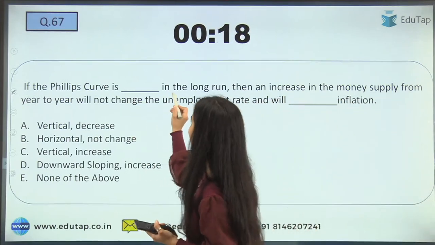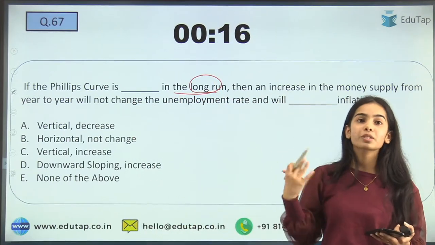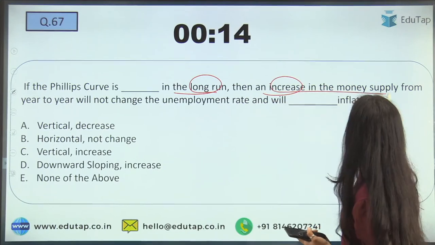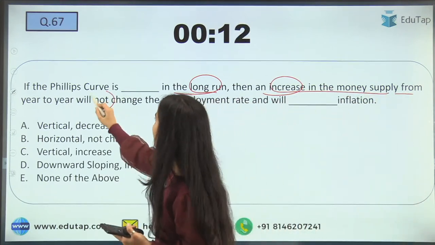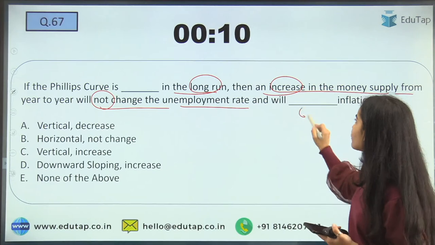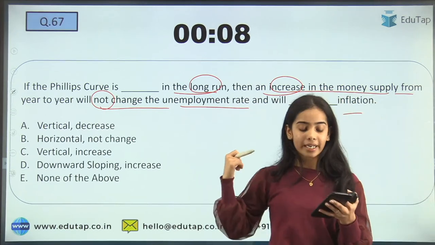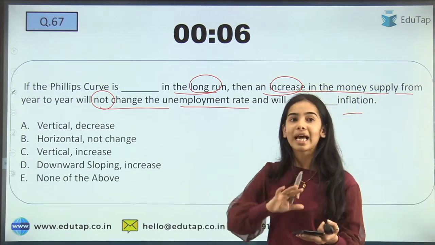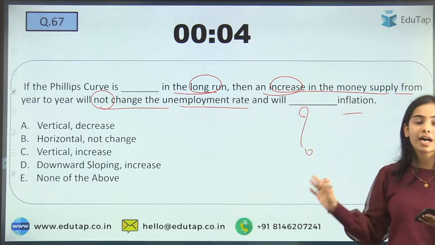If the Phillips curve is dash in the long run, Phillips curve is what? Then an increase in the money supply from year to year will not change the unemployment rate and will dash inflation. So what should be the right answer of this one? Very easy question. Directly in the keywords you can find the answer.